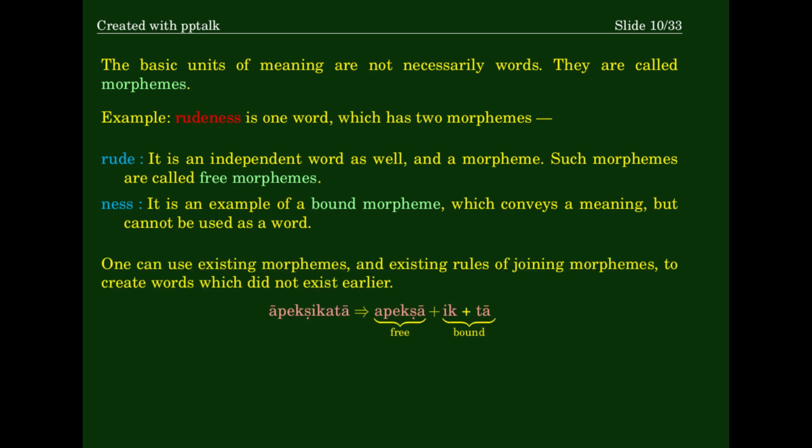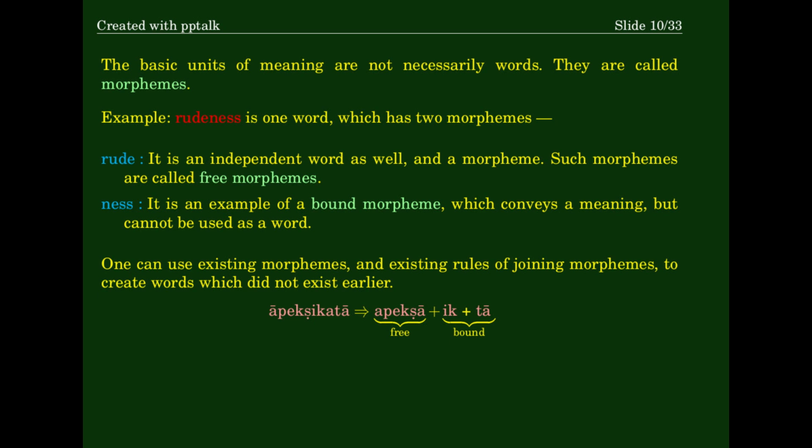Now, one can use existing morphemes and existing rules of joining morphemes to create new words which did not exist earlier, and that's exactly what happened to apekshikata. Apeksha is a free morpheme, and with it you add ik, which had a very specific meaning in Sanskrit, and ta. Ta is a bound morpheme which converts an adjective to a noun, like ness in English. So, these are all Sanskrit morphemes. The word was not there, but the morphemes were all there, ready to be used.